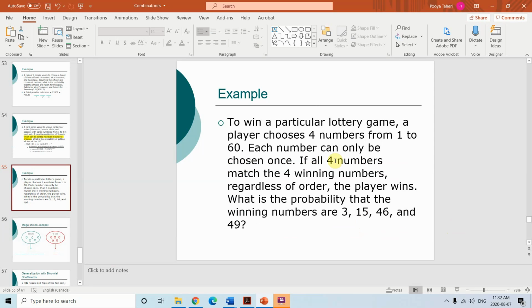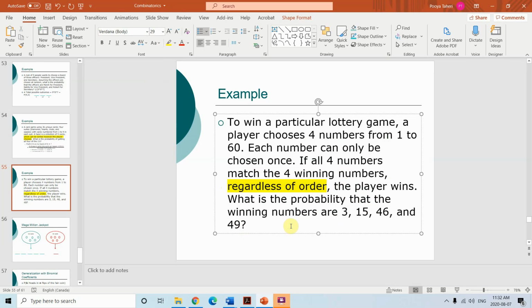To win a particular lottery game, a player chooses 4 numbers from 1 to 60. Each number can only be chosen once. If all 4 numbers match the winning numbers, regardless of their order, the player wins. What's the probability that the winning numbers are 3, 15, 46, and 49?